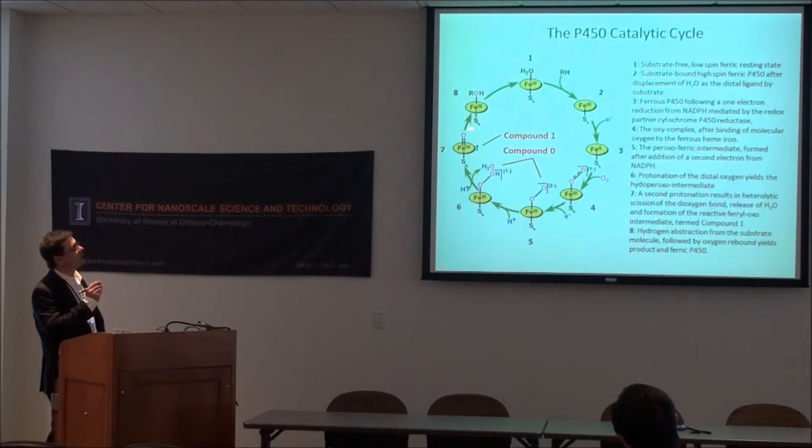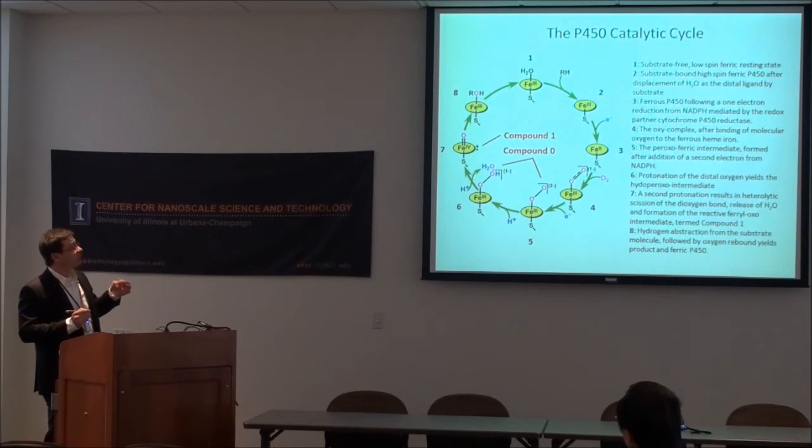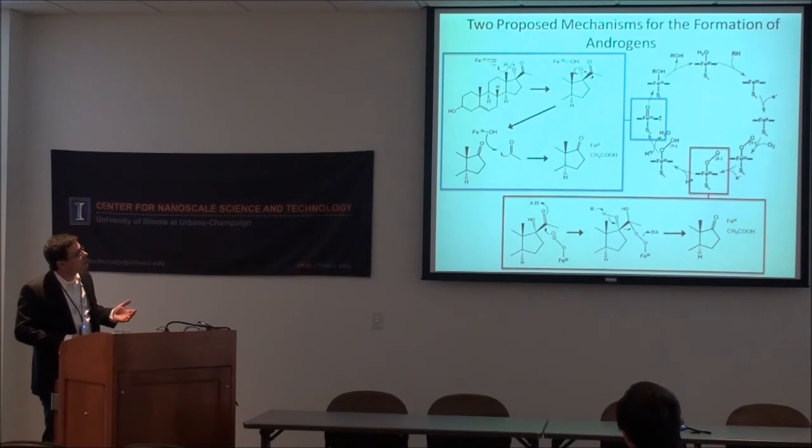in P450s, compound I. And what this does is abstract a hydrogen off of an alkane, or off of a carbon, which is followed by oxygen rebound, giving you your hydroxylated substrate, which floats off, and you're back to your resting enzyme. So this is true, in general, I think, of the overwhelming majority of P450s. But in the case of CYP17, it's not clear that that's what happens.